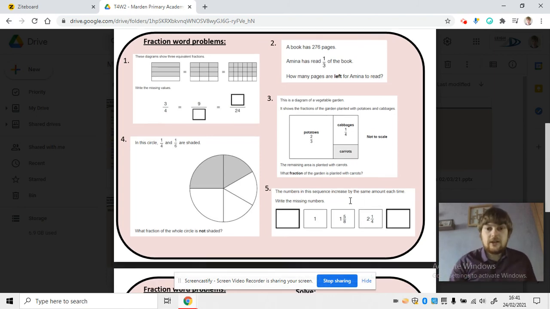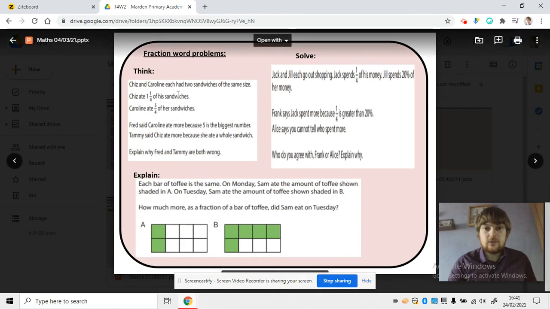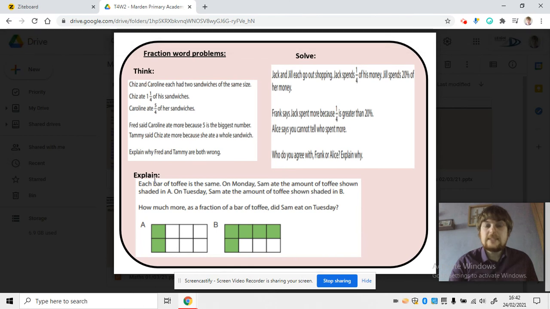When you've done those 5, you've got these problems to have a go at. So you'll see, you've got your solve, and you've got your explain. So when you've had a go at doing those, we'll have a look at these at 10 o'clock.